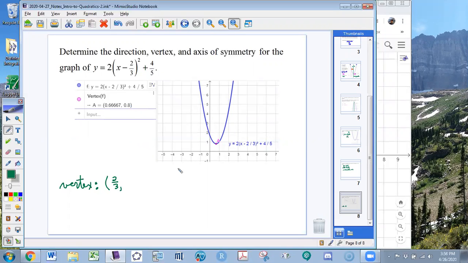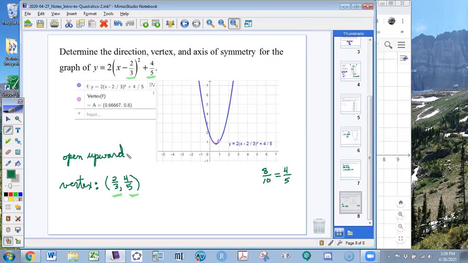And then the 0.8 means 8/10, but if I reduce that, I get 4/5. So there we go. My vertex appears to be at 2/3, 4/5. Well, that's kind of curious given the numbers that were in the equation up there. And this is foreshadowing some stuff that is coming later as we learn some algebra. This is called vertex form. The trick is, how do you get your equation into vertex form if it's not that way?